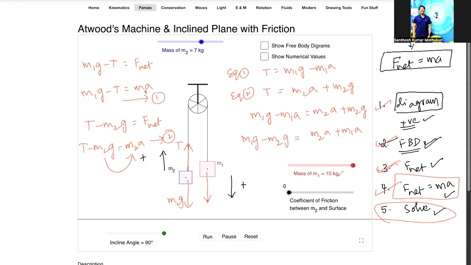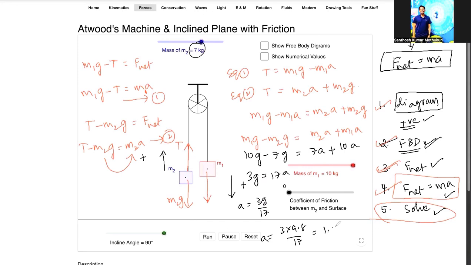Now we can solve this. What is mass 1? 10 kg, right? So let me just write 10 here. 10G minus mass 2, which is 7G, is equal to M2, which is 7A, and M1 is going to be 10A. Now solve this. 7G is subtracted from 10G, so 3G. And this is going to be 17A. So A is equal to what? 3G by 17. So 3 into 9.8 by 17. When you use the calculator, you would get 1.73 meter per second squared. This is acceleration.